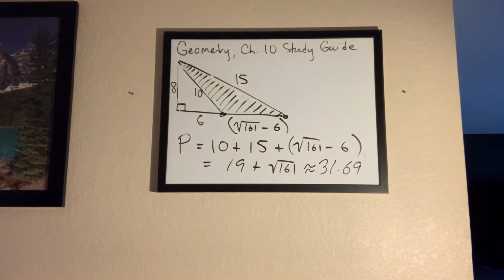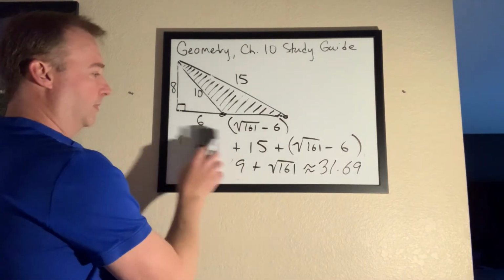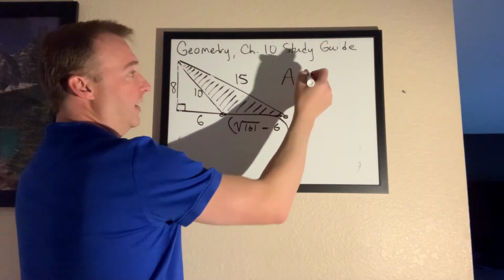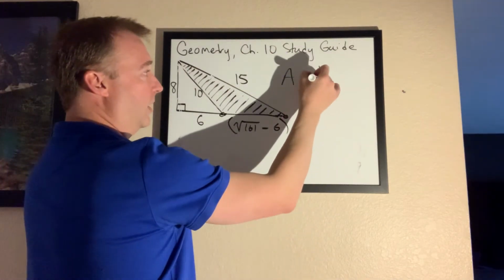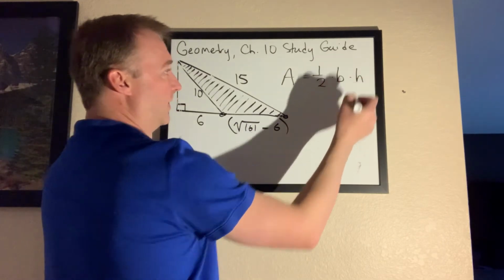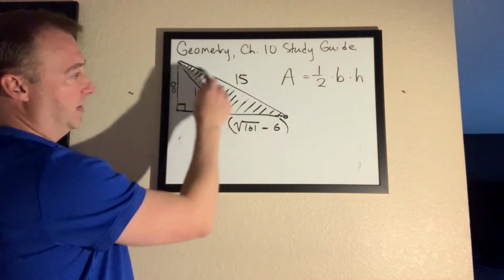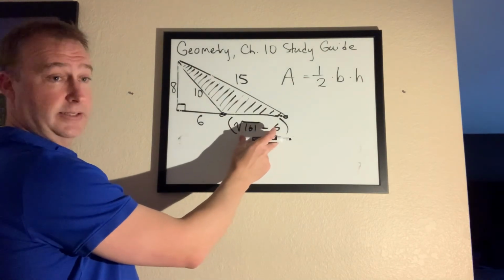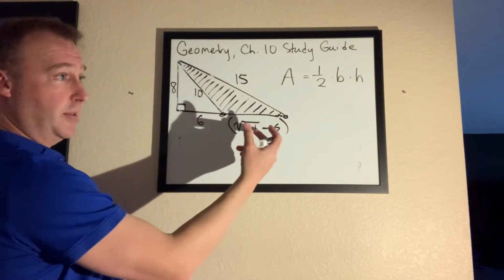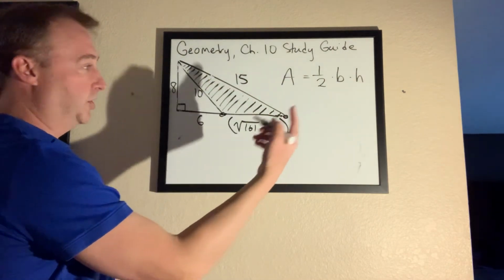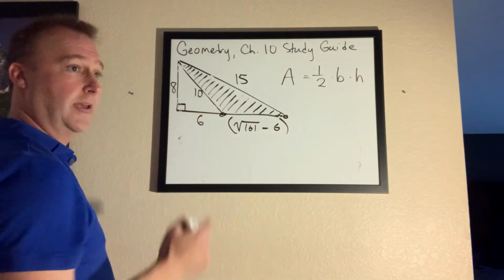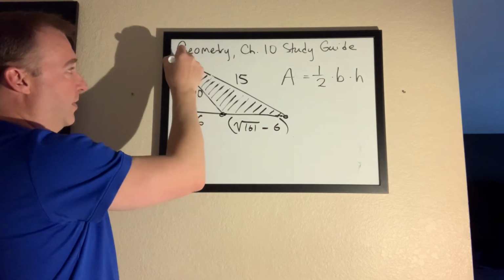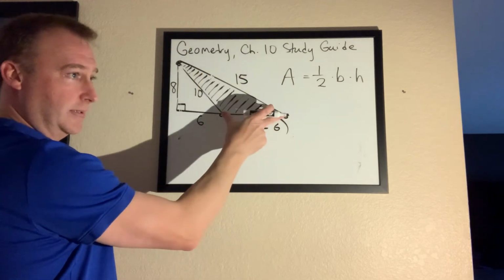Now let's do the area. Recall the area formula for a triangle is one half times base times height. If we treat the shaded triangle's base as root 161 minus 6, that's really the easiest thing. Then your height is your altitude. So what's your height? It's not 15. It's not 10. Your height, I hope you can see, is 8. It's the perpendicular altitude from that vertex to that base.